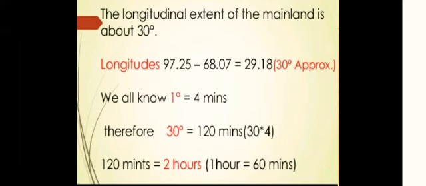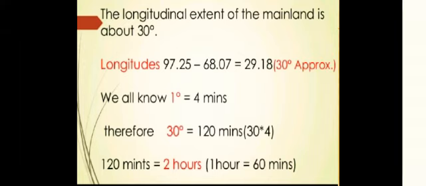Children, I have also discussed that there is a 2 hour difference in time as we move from west to east. For example, if it is 6 am in Arunachal Pradesh, the time in Gujarat would be 4 am. But how do we calculate this time difference? Let's see.